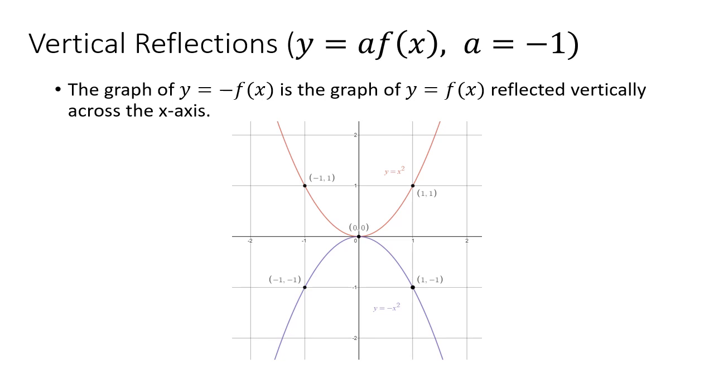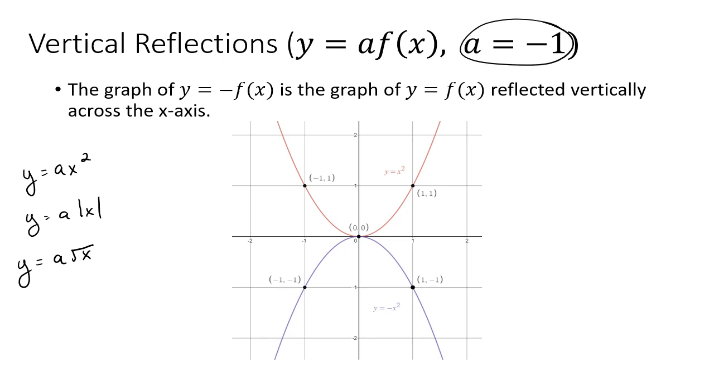So to show you what these transformations would look like, again with our base graphs, you would have a times x squared, so it's just a coefficient out front. You would have a times the absolute value of x, or you would have a times the square root of x. All just multiplication. Now, to begin with, we're going to look at the specific case where a is equal to negative 1. So in this specific case, it would be negative 1 times x squared, negative absolute value of x, and negative square root of x.